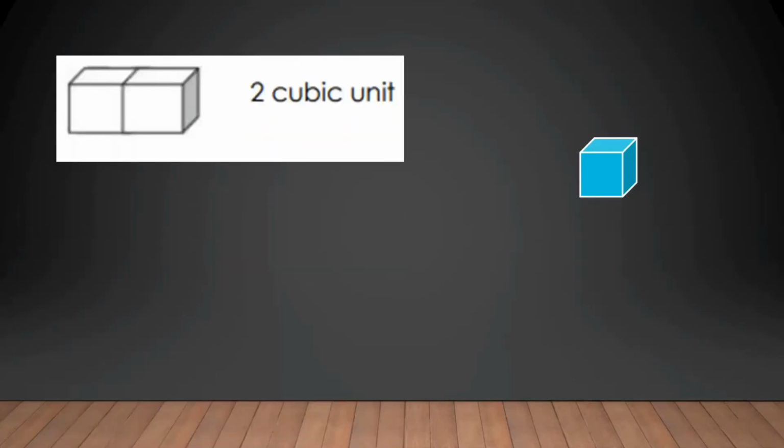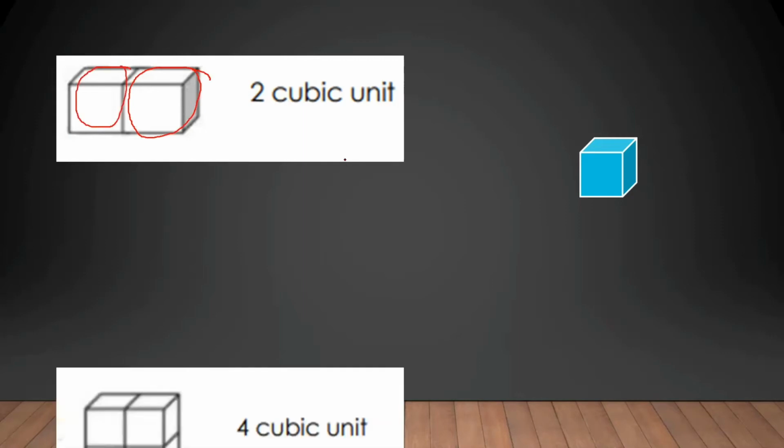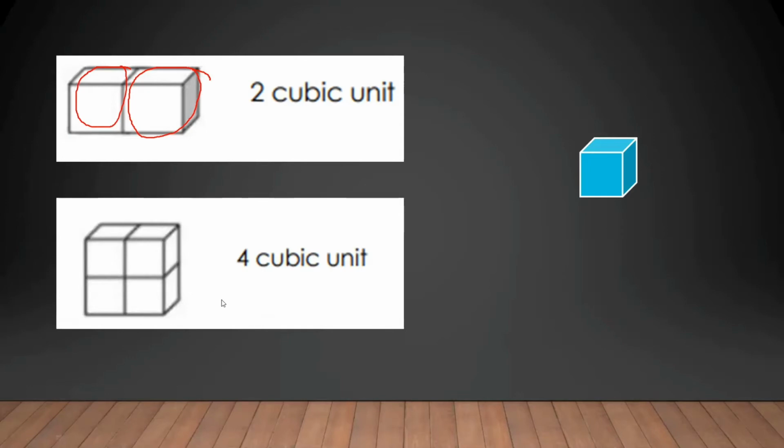So next example natin is this figure. So, this is the 2 cubic unit. So, bakit siya 2 cubic unit? Dahil we have 1 and 2. Ayan, we have 2 box. So, ito yung 1. And then, this is the 2. Next example natin is the 4 cubic unit. Bakit kaya siya 4 cubic unit? 4 cubic unit siya dahil 1, kung bibilangin natin yung box, 2, 3, and 4.